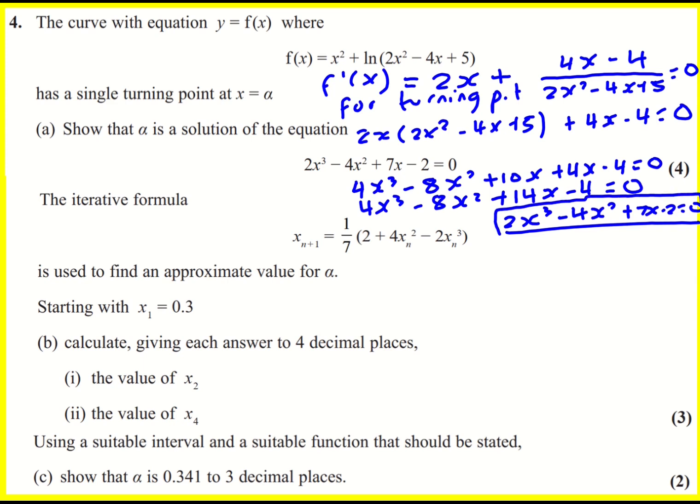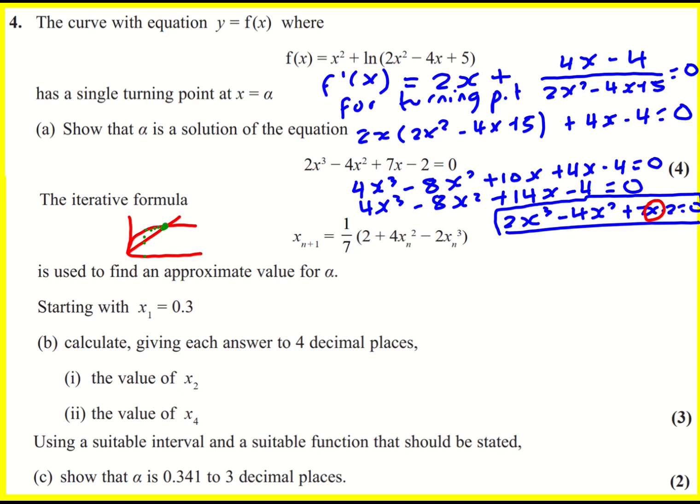An iterative formula is used to find an approximate value for alpha. So what has happened here is we've rearranged to make x the subject, and then you can use fixed point iteration, which is a method where you very quickly draw it. You have y equals x, and you've got your function, and then you start off with a value, and you can converge towards where y equals x intercepts your other function. That will give you the root of the original equation.